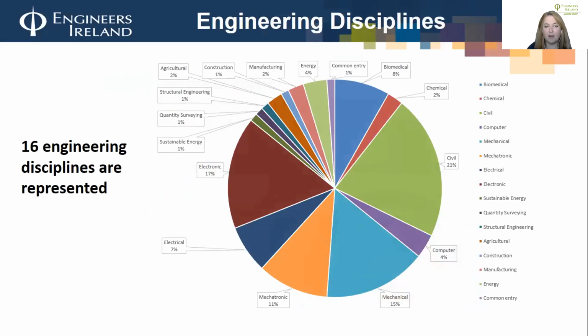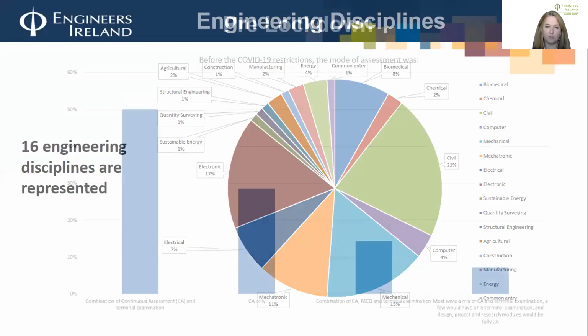Just to recap as well, we had 16 engineering disciplines represented in the survey sample. The dominant ones there are civil engineering, mechanical engineering, electronic and mechatronic engineering. But as you can see, there's a nice spread throughout a broad range of engineering disciplines, which is always wonderful to see.